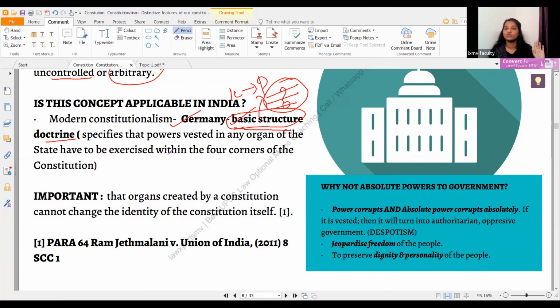So it cannot change those basic structure. You understand how judiciary has placed a limitation over the parliament? So this limitation is an aspect of constitutionalism. Okay, what is the basic structure? We will discuss later when we are discussing Article 13.